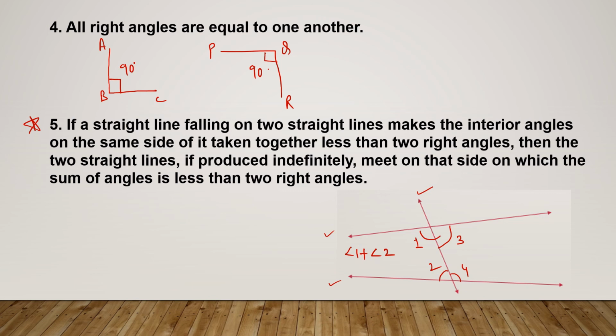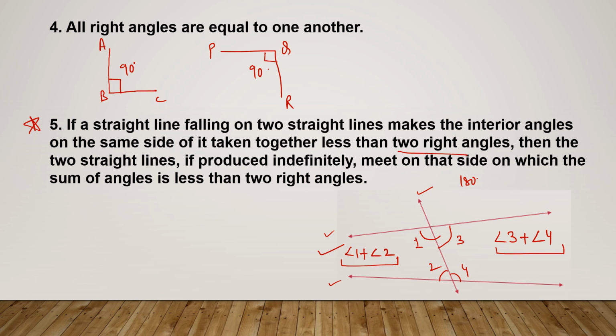Now on the right hand side we have angle 3 and angle 4, so taken together angle 3 plus angle 4. Now the sum of these two is less than two right angles. Two right angles means 180 degree. Now we have to see from the figure whether the sum of angle 1 plus angle 2 is less than 180 degree, or the sum of angle 3 and angle 4 is less than 180 degree. So here this sum is less than 180 degree.